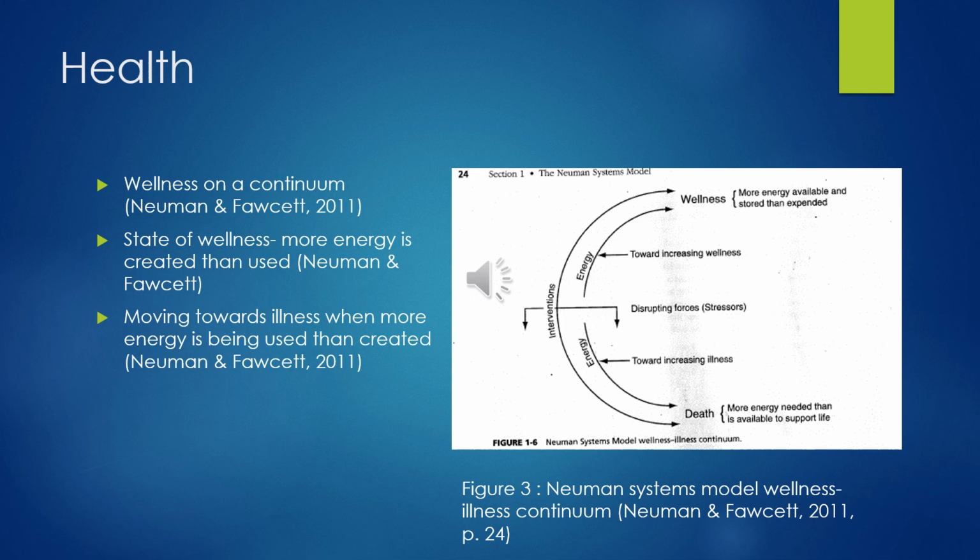The health concept of the Neuman systems theory deals with the wellness continuum as seen in Figure 3. Energy is continuously flowing between the client and the environment, and depending on whether more energy is being created or used determines how the client reacts to a stressor. The client is in a state of wellness when more energy is being created than used, and a state of illness when more is being used than created.